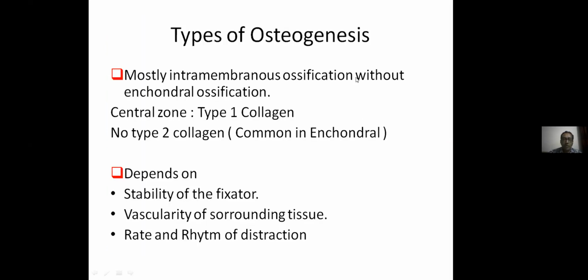Types of osteogenesis. Mostly intramembranous ossification, without endochondral ossification. Here, the central zone has type 1 collagen, no type 2 collagen, which is common in endochondral ossification, because in distraction osteogenesis, intramembranous ossification occurs. It depends on the stability of the fixator, the vascularity of the surrounding tissue, and the rate and rhythm of distraction.